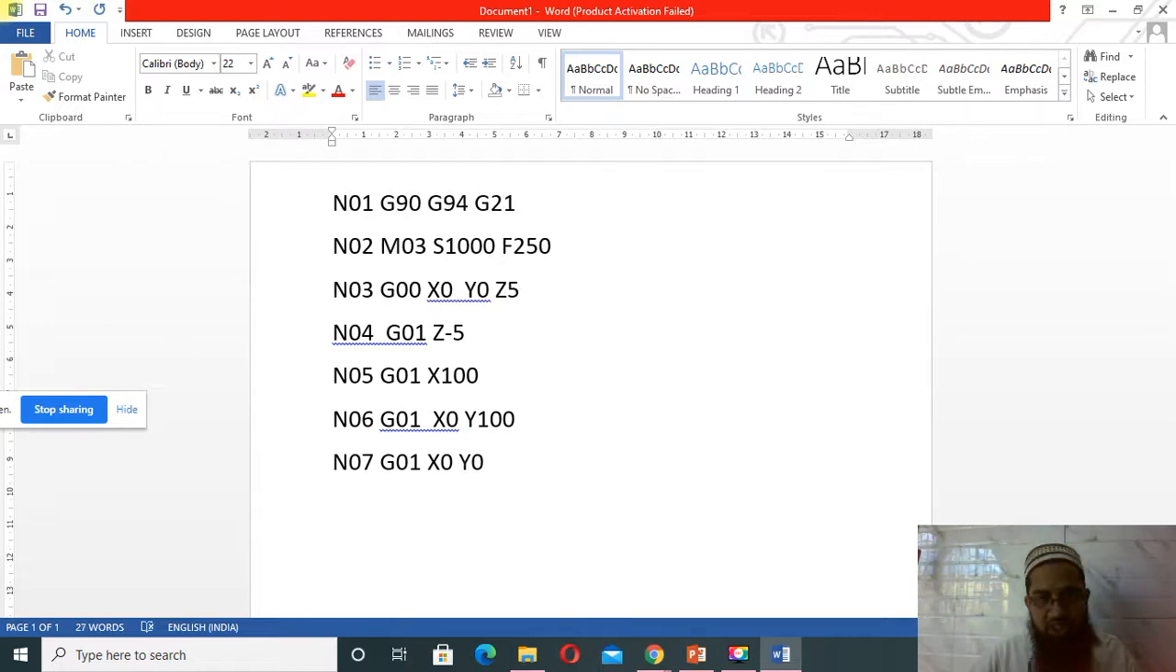After that N08, M05. What is the function of M05? Our operation has been completed. We started here and we are going to end here. So we have to stop the spindle by use of M05. And N09. Next I am writing M30. What is the function of M30?